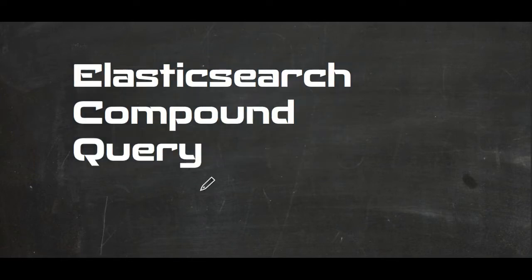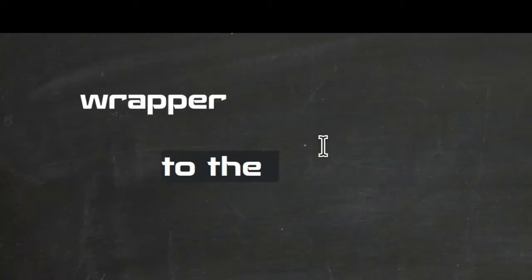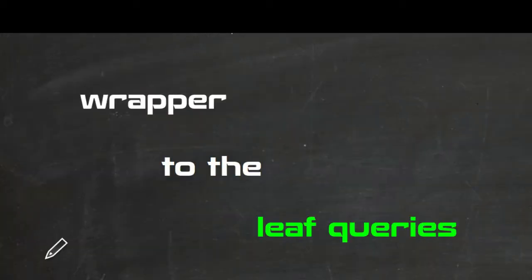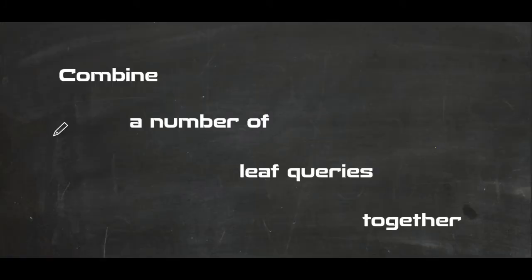Let us in this presentation discuss Elasticsearch compound queries. Compound queries are just wrappers to the leaf queries. They are mainly used to combine a number of leaf queries together. There are a number of compound queries. That is the Boolean query, which is mainly used when we want to combine a number of leaf queries by using any Boolean operator.